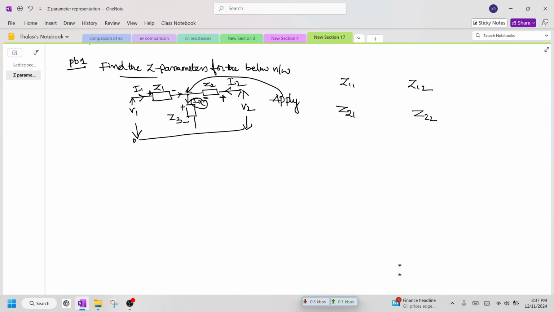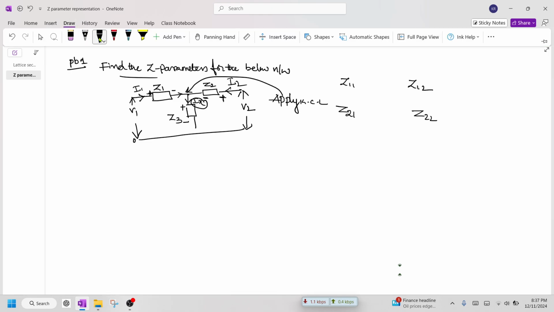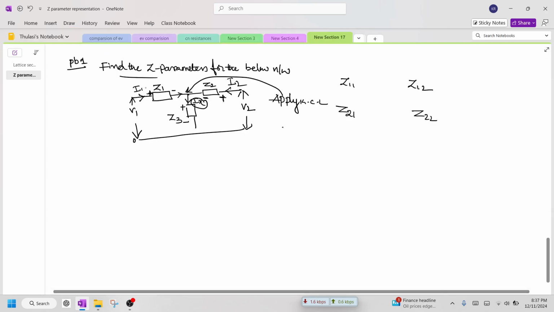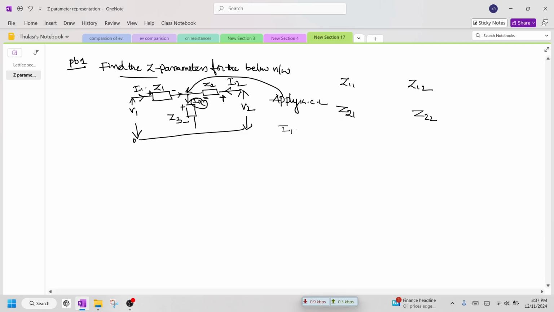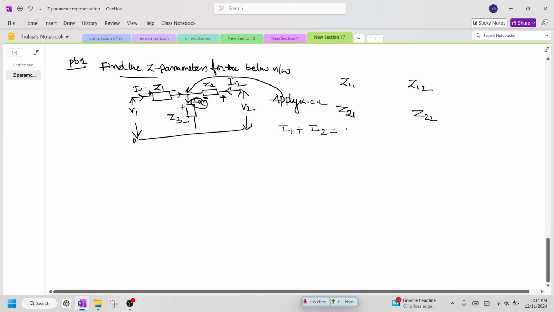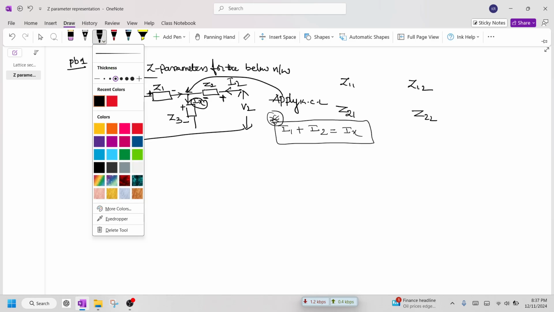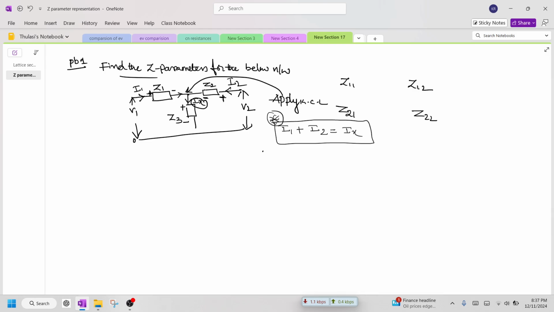So you apply Kirchhoff's current law at this node. When you apply it, the entering currents are I1 and I2. The leaving current is Ix. So how do we write this current? The current Ix is equal to the current in this branch, I1 plus I2.